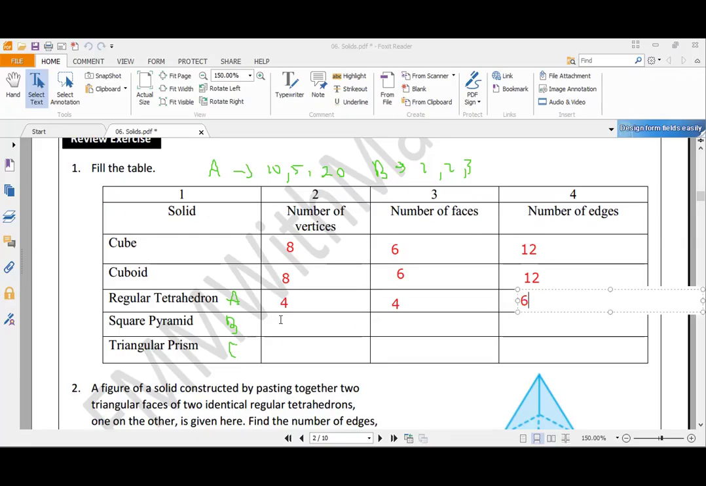Then square pyramid, number of vertices 5. And the number of faces are 5. The number of edges are 8. So you guys are good now. Then triangular prism, number of vertices, there are 6 vertices. Then number of faces, there are 5 faces. Number of edges, there are 9 edges. So these are the numbers that you need to remember.